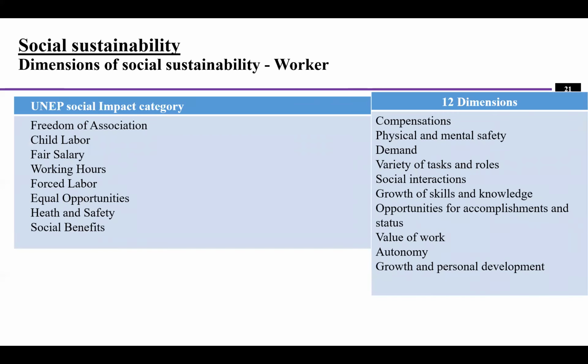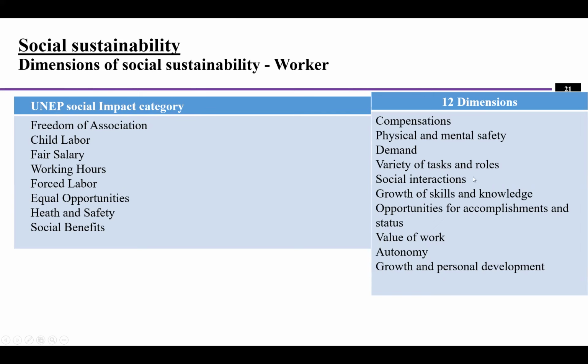And so if you get into a little bit of detail about social impact categories of the UNEP framework, you can see there are these categories like freedom of association, child labor, fair salary, working hours, forced labor, equal opportunity, healthcare, health and safety, and also social benefits. And these are from the worker perspective, right? Think about all these other different aspects or perspectives, the consumer, society, all those. You can develop other impact categories. But this is for the worker defined by UNEP.